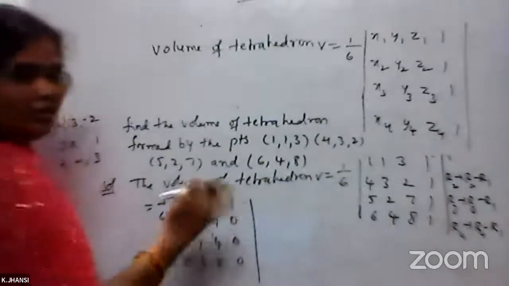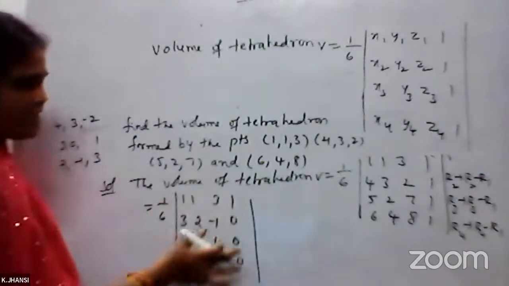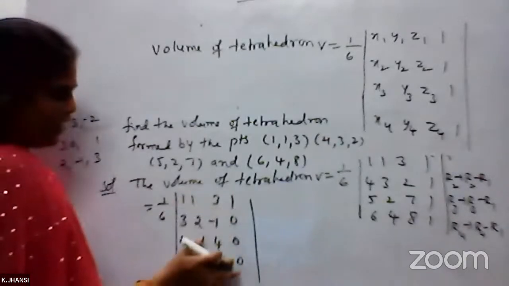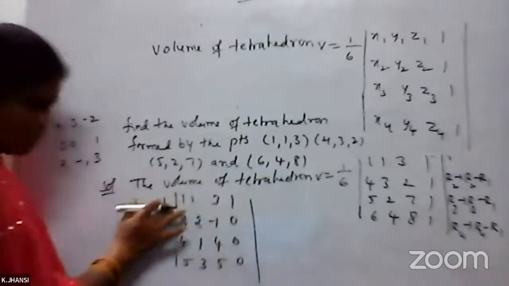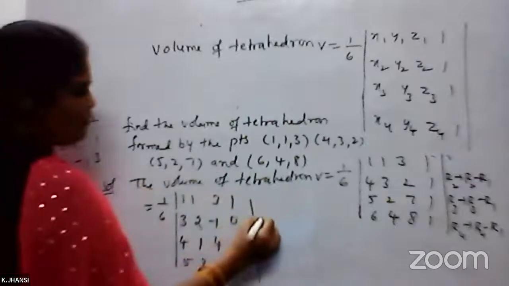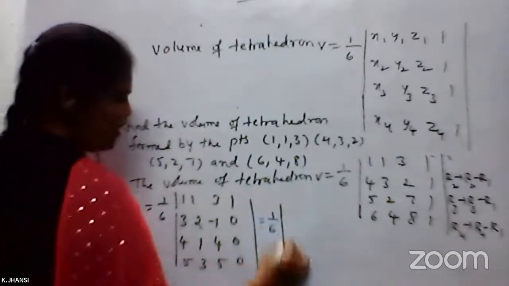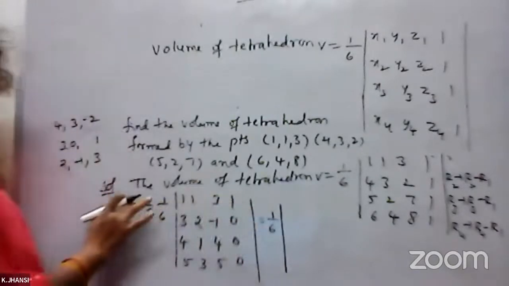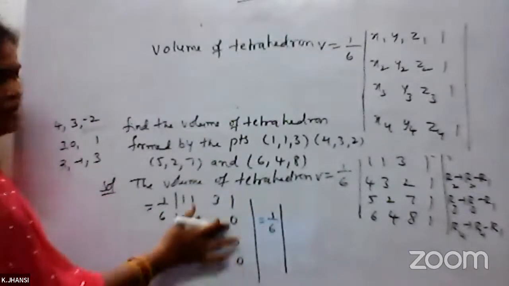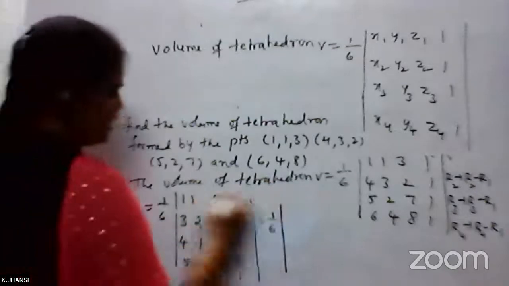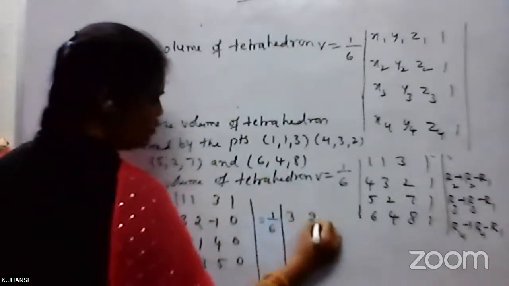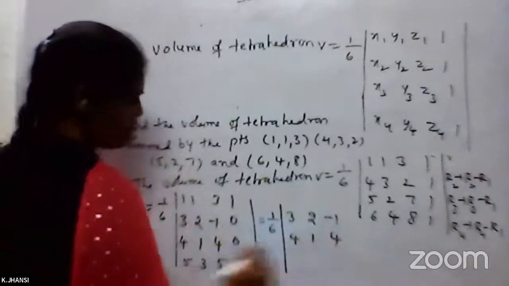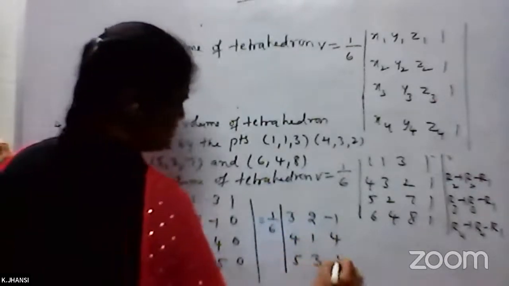Now, in the determinant form, in the matrices, when a column becomes 0, we can eliminate that column and that row. That is the rule. So according to that, we eliminate the fourth column and first row when these values are all 0. The remaining one is only 3, 2, minus 1, 4, 1, 4, next 5, 3, 5.